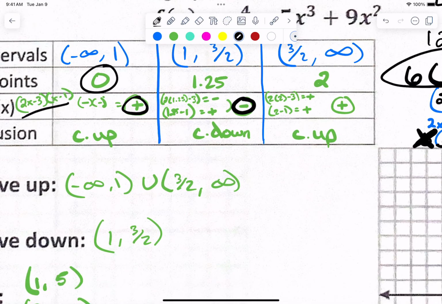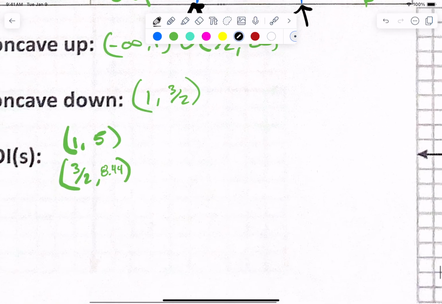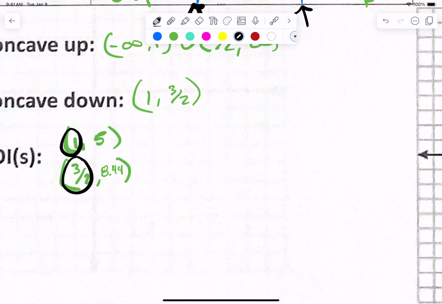Which means this guy right here is a poi, and this guy right here is a poi, and my pois are at 1 and at 3/2, comma something. Okay, I got the x values. Do you plug them back in to find the something?